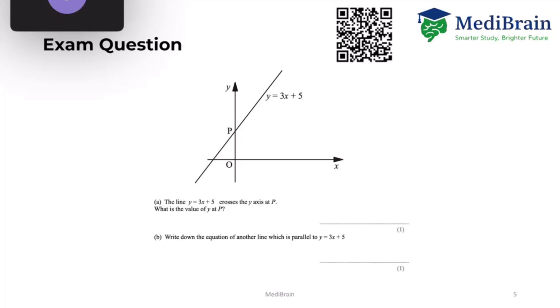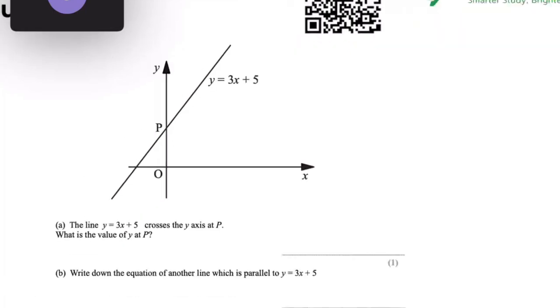So over here, for the first part, it says the line y equals 3x plus 5 crosses the y-axis at P. What is the value of y at P? Remember, we know that the equation of a line is y equals mx plus c. m is the gradient, and c is our y-intercept. The y-intercept is just where the line crosses the y-axis.